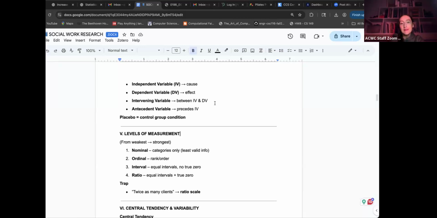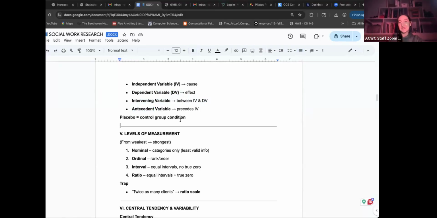Okay, and then Dr. Pam has here, and this is interesting, intervening variable between the IV and DV. And I'm wondering, is that maybe more of something in social work? Do y'all know about intervening variables? Is that new for y'all? This antecedent and the intervening variable is new for you? Okay, that is interesting. And then anytime we see antecedent, that just means it goes before. So that's what goes before the IV.